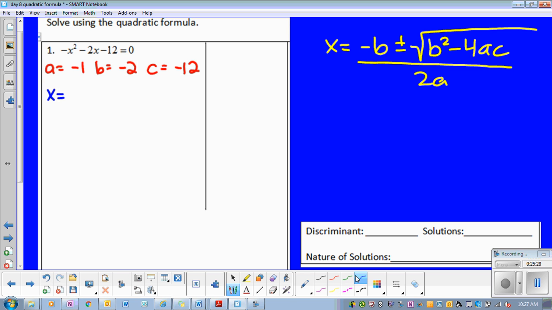Oh, that one. So X equals opposite B, which is what? 2, plus or minus square root of B squared minus 4AC. No. I know, negative gives you what? That's why I keep saying opposite B, because it's always going to be the opposite B. Alright, all over 2A.